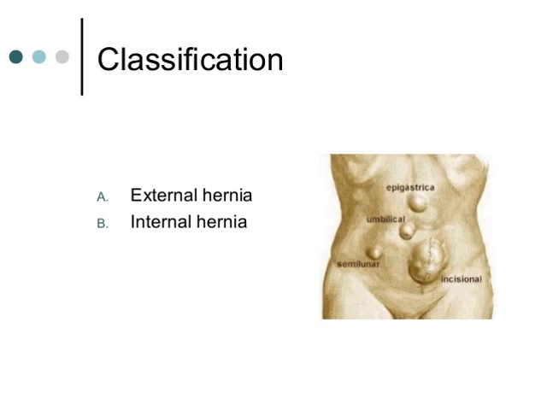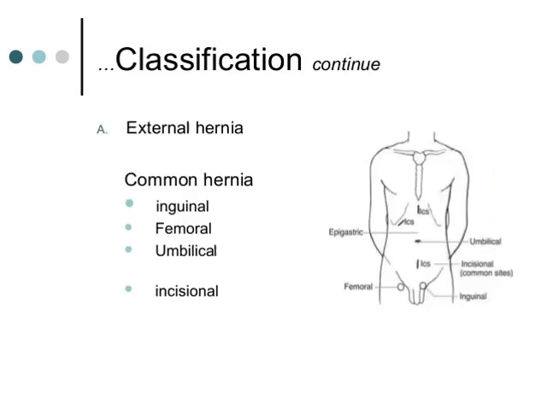The most famous internal hernia is the hiatus hernia, which is herniation of the fundus of the stomach into the chest through the esophageal hiatus. Common external hernias are the inguinal hernia, the femoral hernia, the umbilical hernia, and do not forget the incisional hernia, which is considered the second most common hernia after the inguinal hernia.